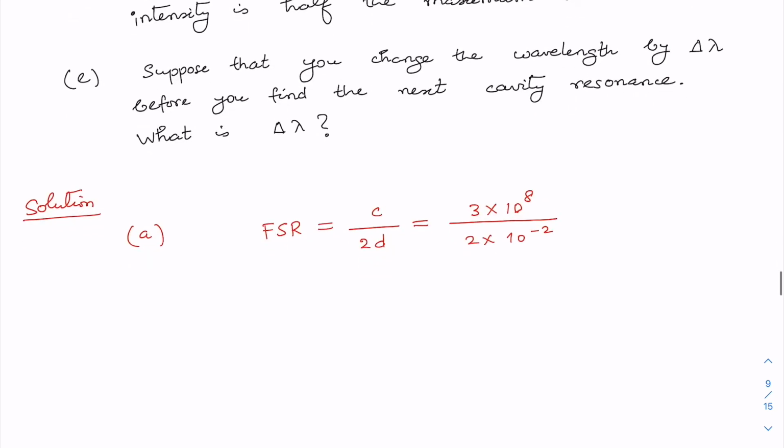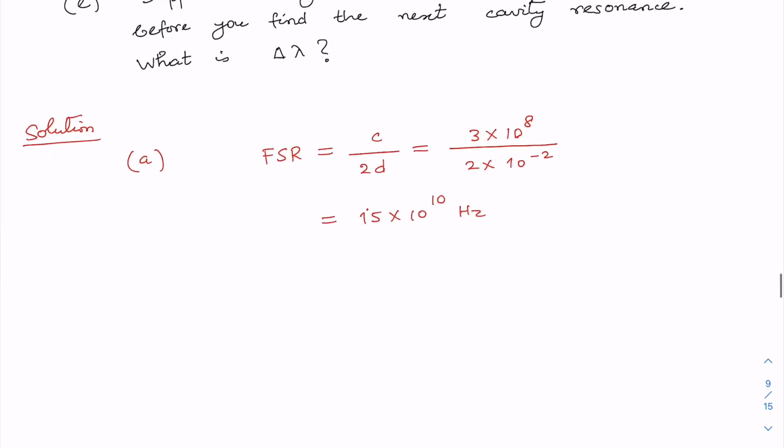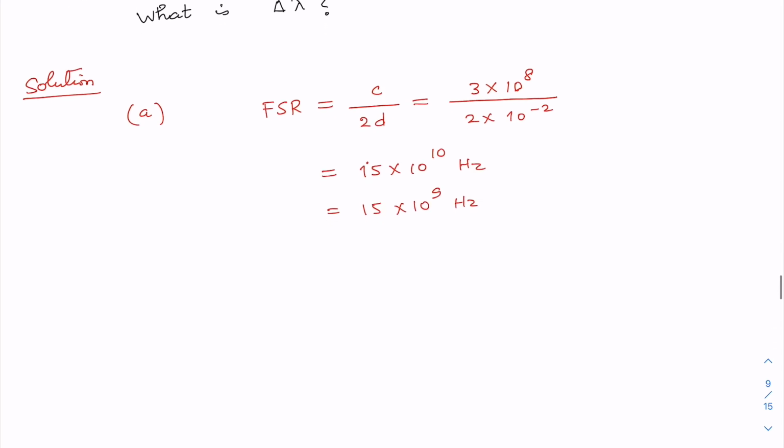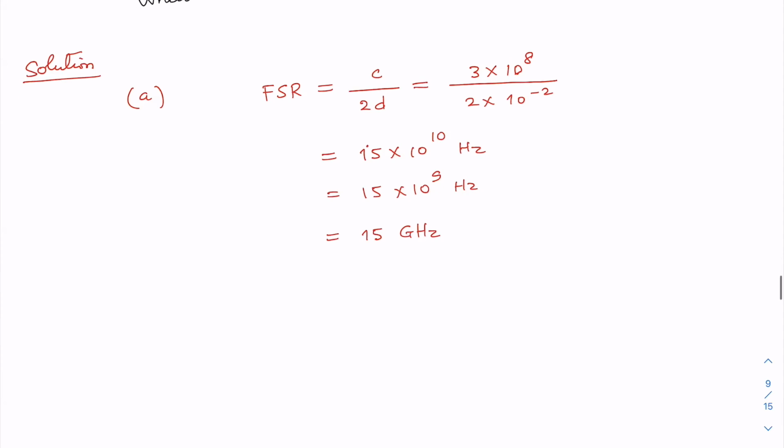So it is easy to see that you will get 1.5 into 10 to the power 10 hertz, which I can write as 15 into 10 to the power 9 hertz, and we know that 10 to the power 9 hertz is 1 gigahertz, so I can write it as 15 gigahertz. So this is the free spectral range.